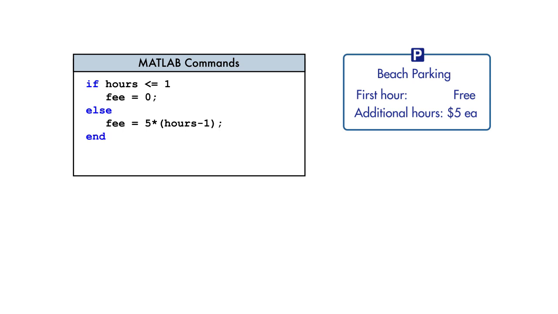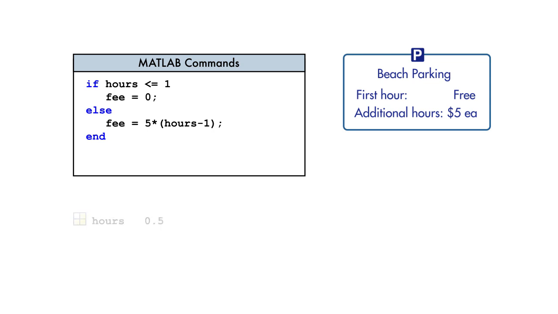An if-else statement enables us to perform different computations based on a set of rules or conditions we provide. It begins with the keyword if, followed by an expression that must evaluate to either true or false. Next is a block of code that executes if the expression evaluates to true, while code after the else keyword executes if the expression is false. The end keyword denotes the end of the if-else statement.